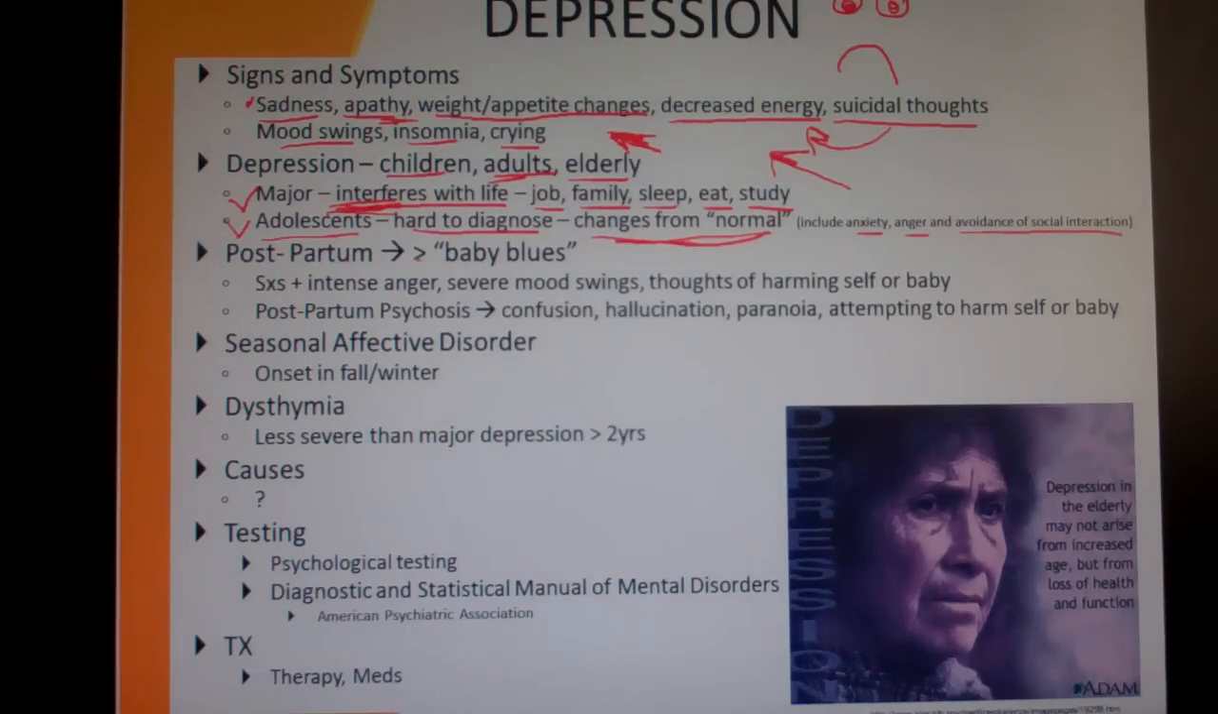Postpartum depression, sometimes referred to as baby blues. Signs and symptoms include intense anger, severe mood swings, thoughts of harming self or baby. Postpartum psychosis is the part that goes with the mood signs and symptoms you see here. With the psychosis, now you're confused, hallucinating, paranoid, attempting to harm self or baby.